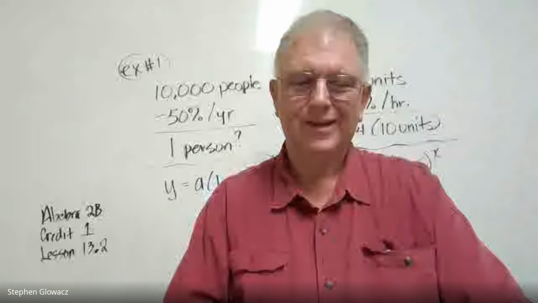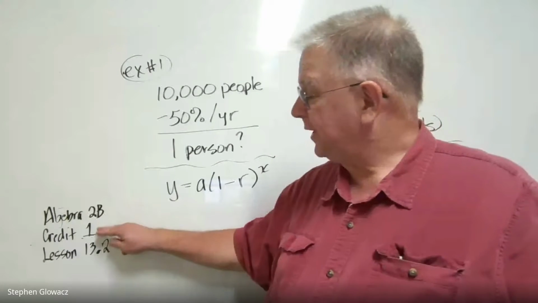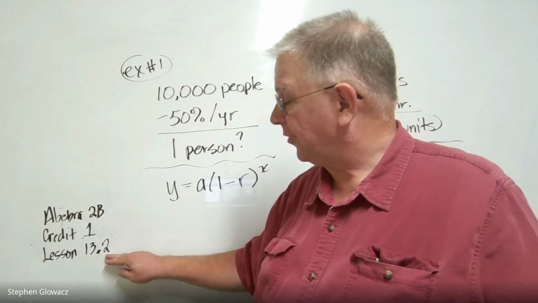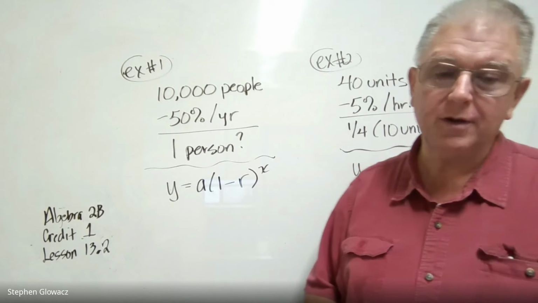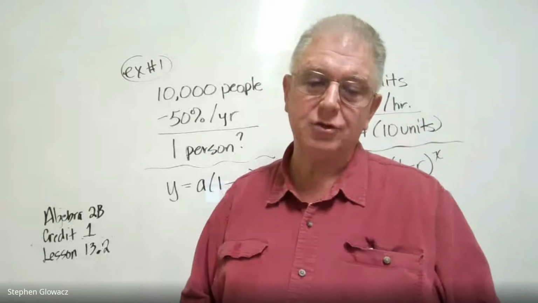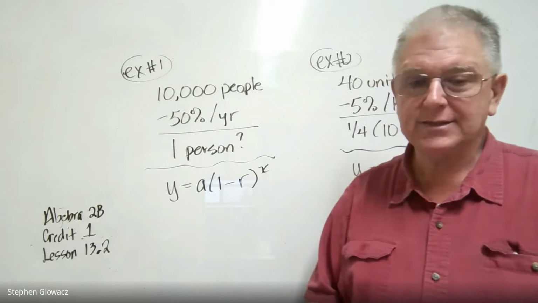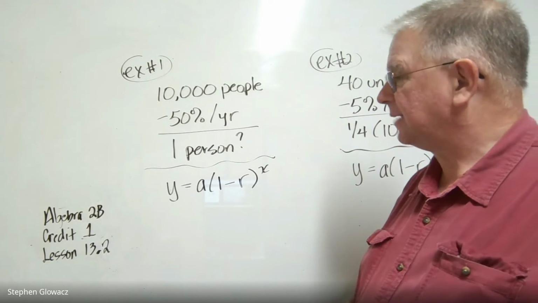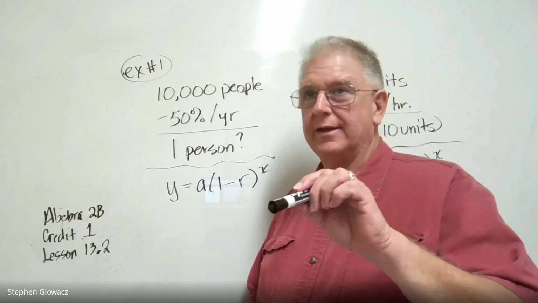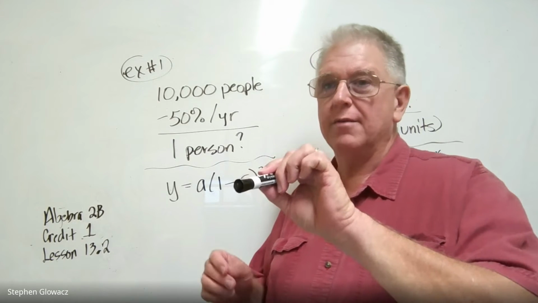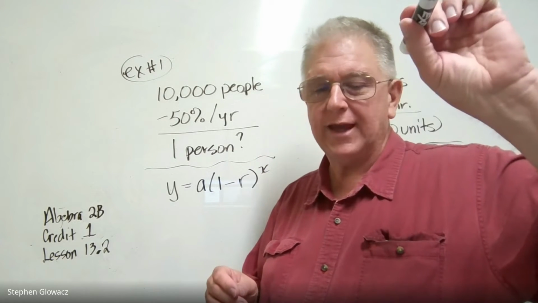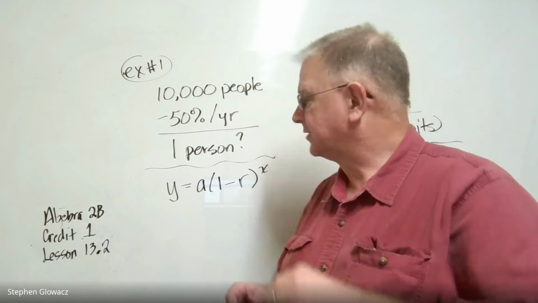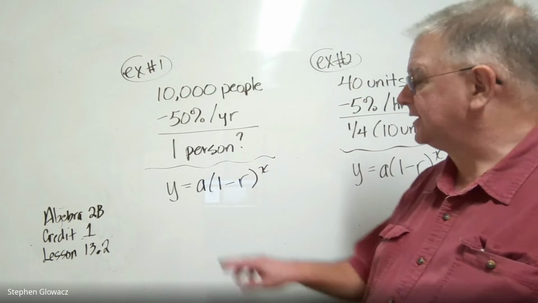These are the examples for Algebra 2B, Credit 1, Lesson 13.2. Lesson 13.2, we're going to be talking about exponential decay. In our last lesson, we talked about exponential growth. This is a similar concept, except instead of the item that we're talking about increasing in value or amount, it's going to be decreasing. And so the formula is similar.